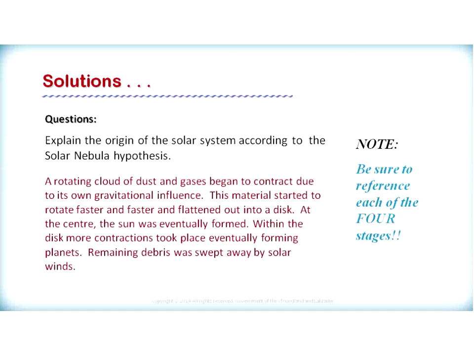The solution to the preceding problem, explain the origin of the solar system according to the solar nebula hypothesis, will focus again on 4 stages. And be sure that you mention each of the 4 stages involved.